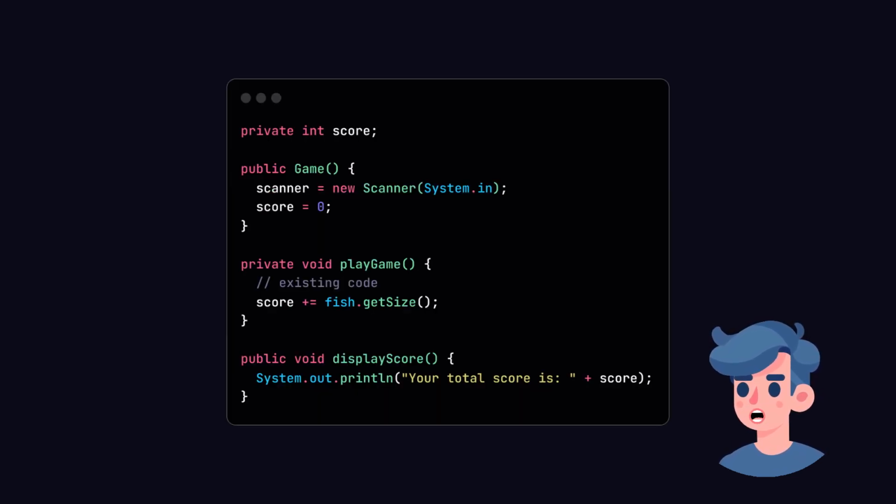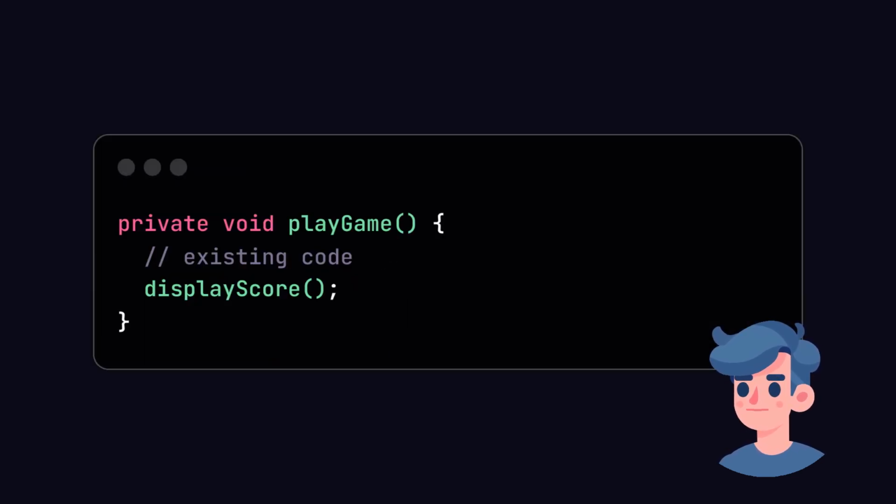Now, let's implement a scoring system. We will keep track of the sizes of the fish caught and add them up to give the player a score. Update the playGame method to display the player's score after they finish catching fish.